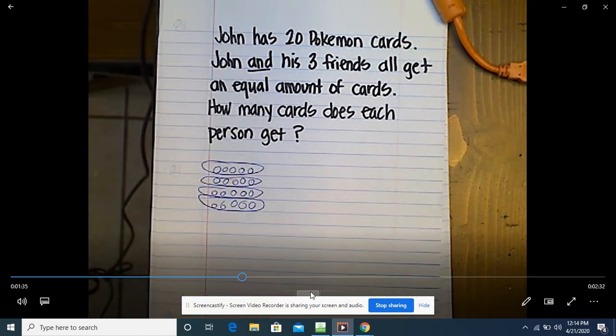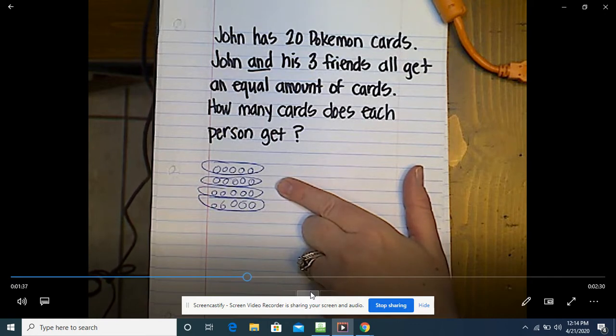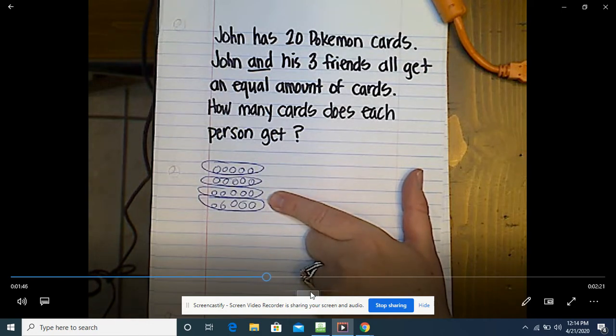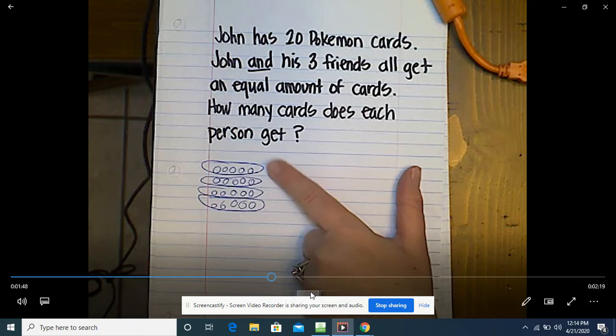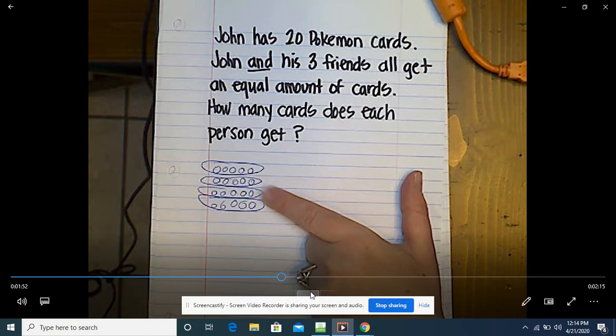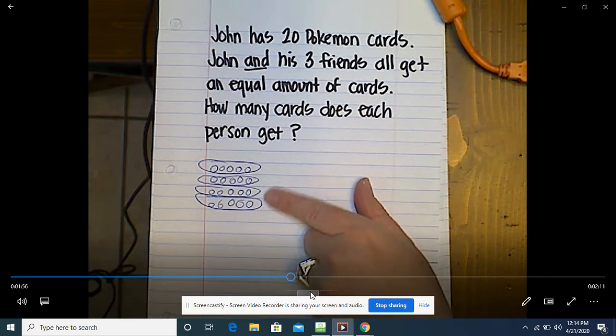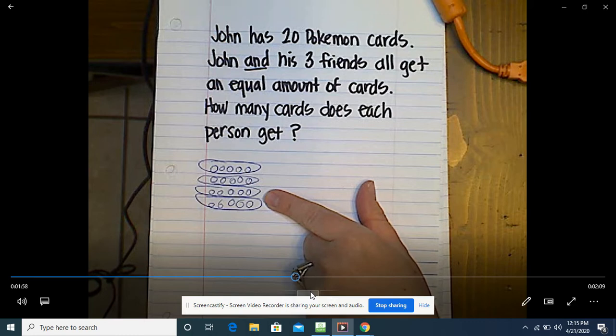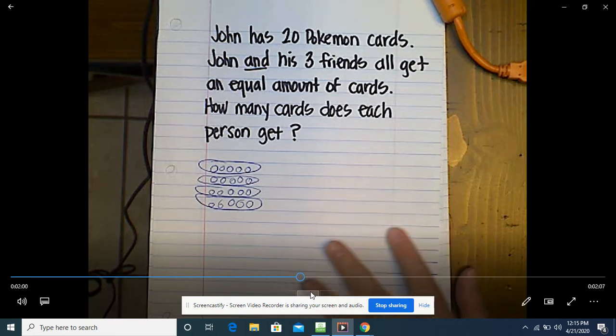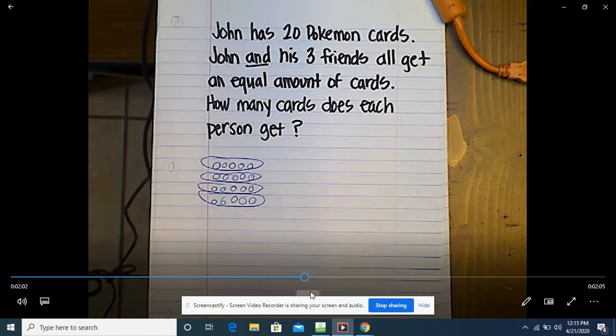How do you know you're finished showing this? I know I'm finished because I've used all 20 Pokemon cards. Okay, and what else? How else do you know? Each person has an equal amount. And how many does each person have? 5. 5 here, 5 here, 5 here, and 5 here. So you know you're finished because you've used all 20 and you've divided it or shared it with the 4 friends equally, right? Yes. Okay, do you think you can write an equation to represent what you just did there?